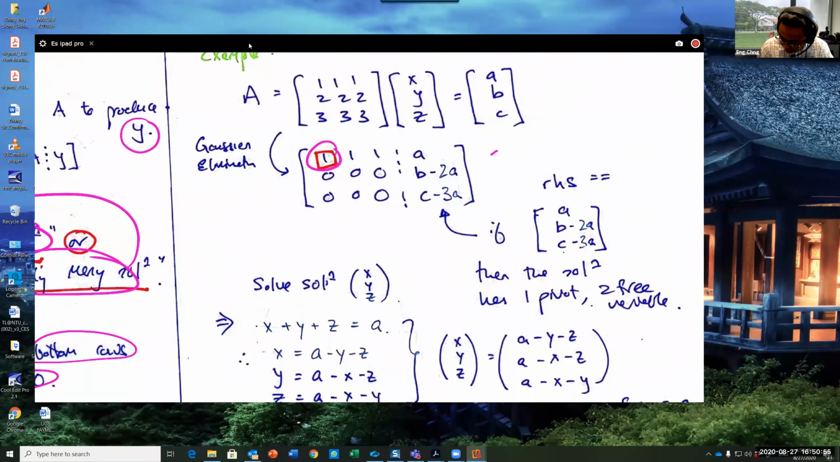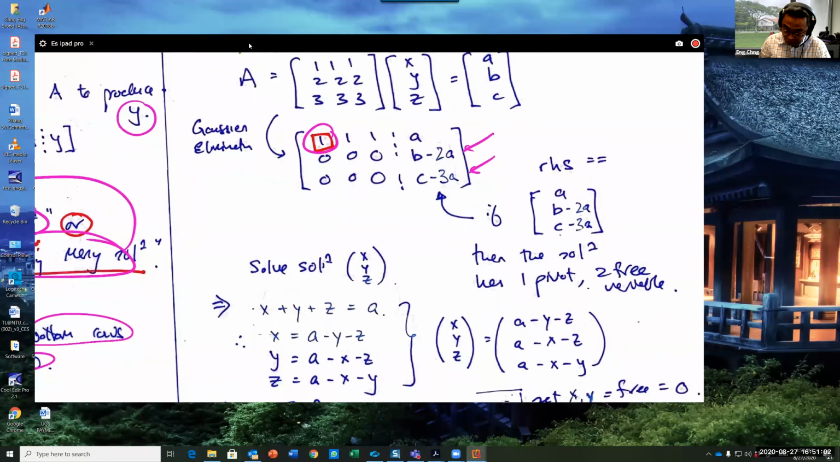Now, for this equation to have a solution, this guy must be 0 and this guy must be 0. For these equations to have no solution, as long as these are not equal to 0, we can say stop. There's no solution. The equations are inconsistent.